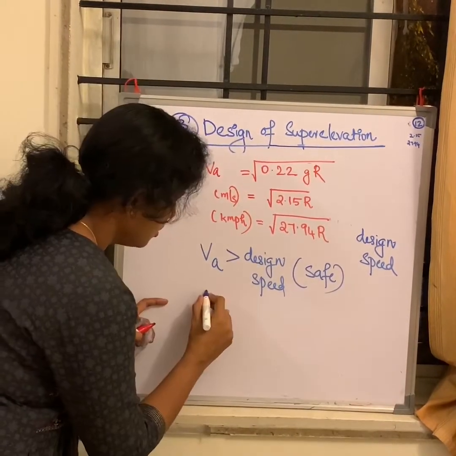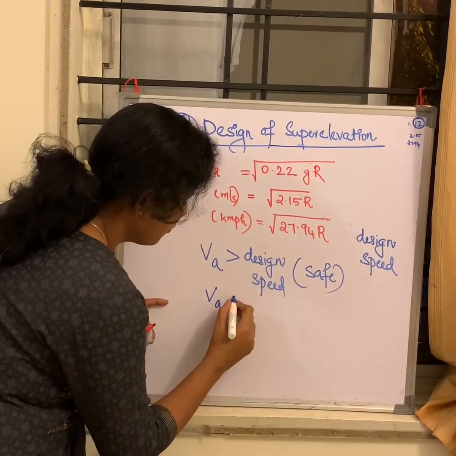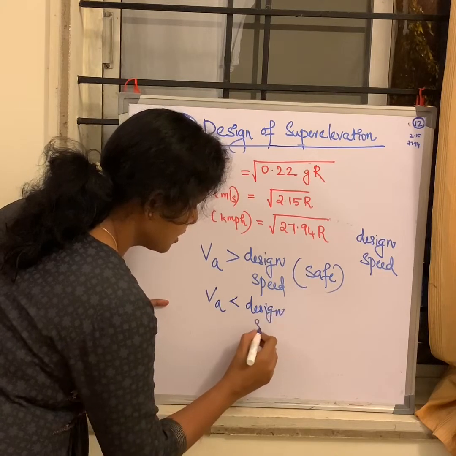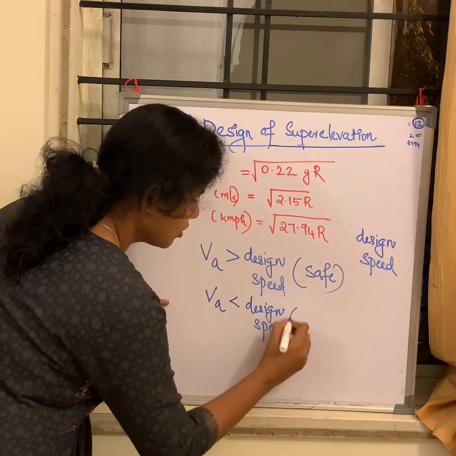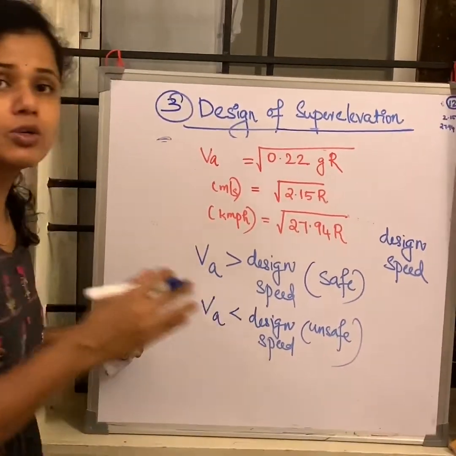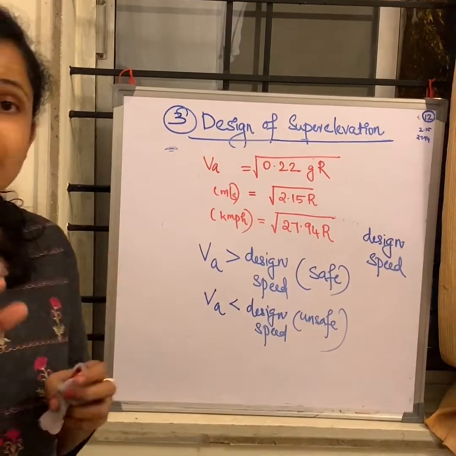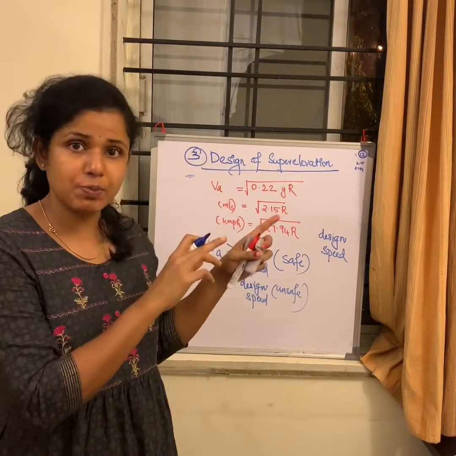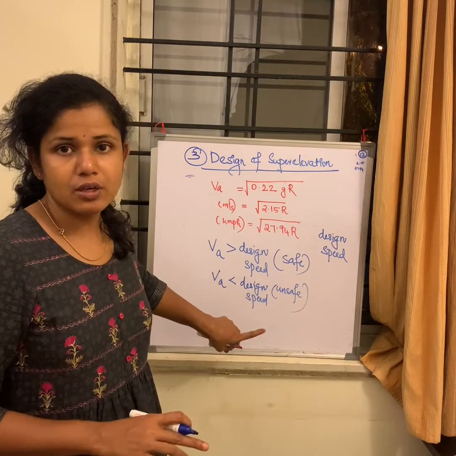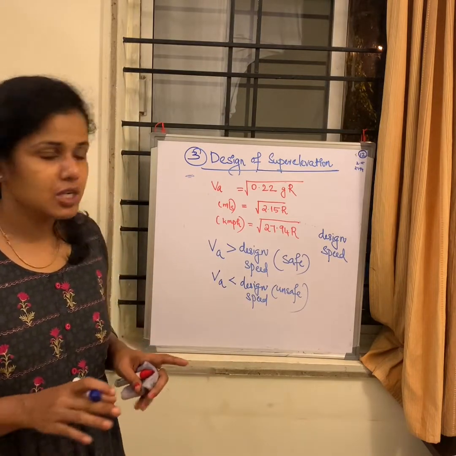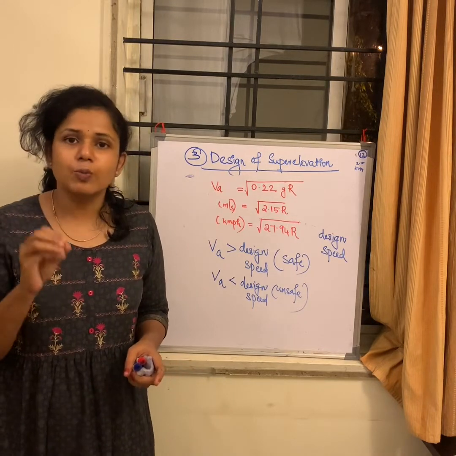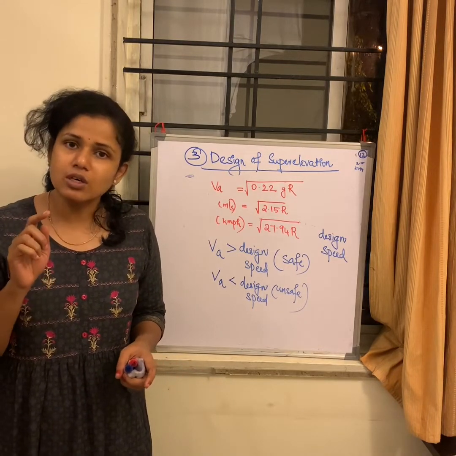So what will happen the reverse way? If your allowable speed is less than the design speed, that means you are not safe, unsafe. You are not able to travel with the limiting value of super elevation, the 7% we limited. You cannot take up the design speed. So that calls for an unsafe condition. In such a case, the only possibility is that you need to provide restrictions for the design speed.